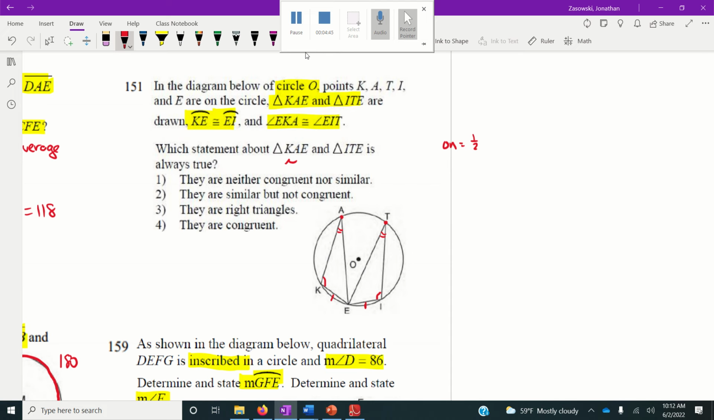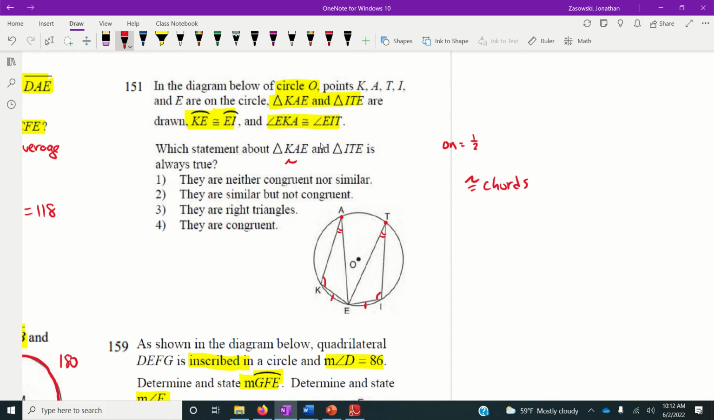Now, another key thing to think about here is that remember that congruent chords, or I should say congruent arcs, form congruent chords. So since these two arcs are equal, these two chords are also going to be the same. So we had angle, angle to make the triangles similar, and now we just threw in a congruent side length. So now we have angle, angle, side.